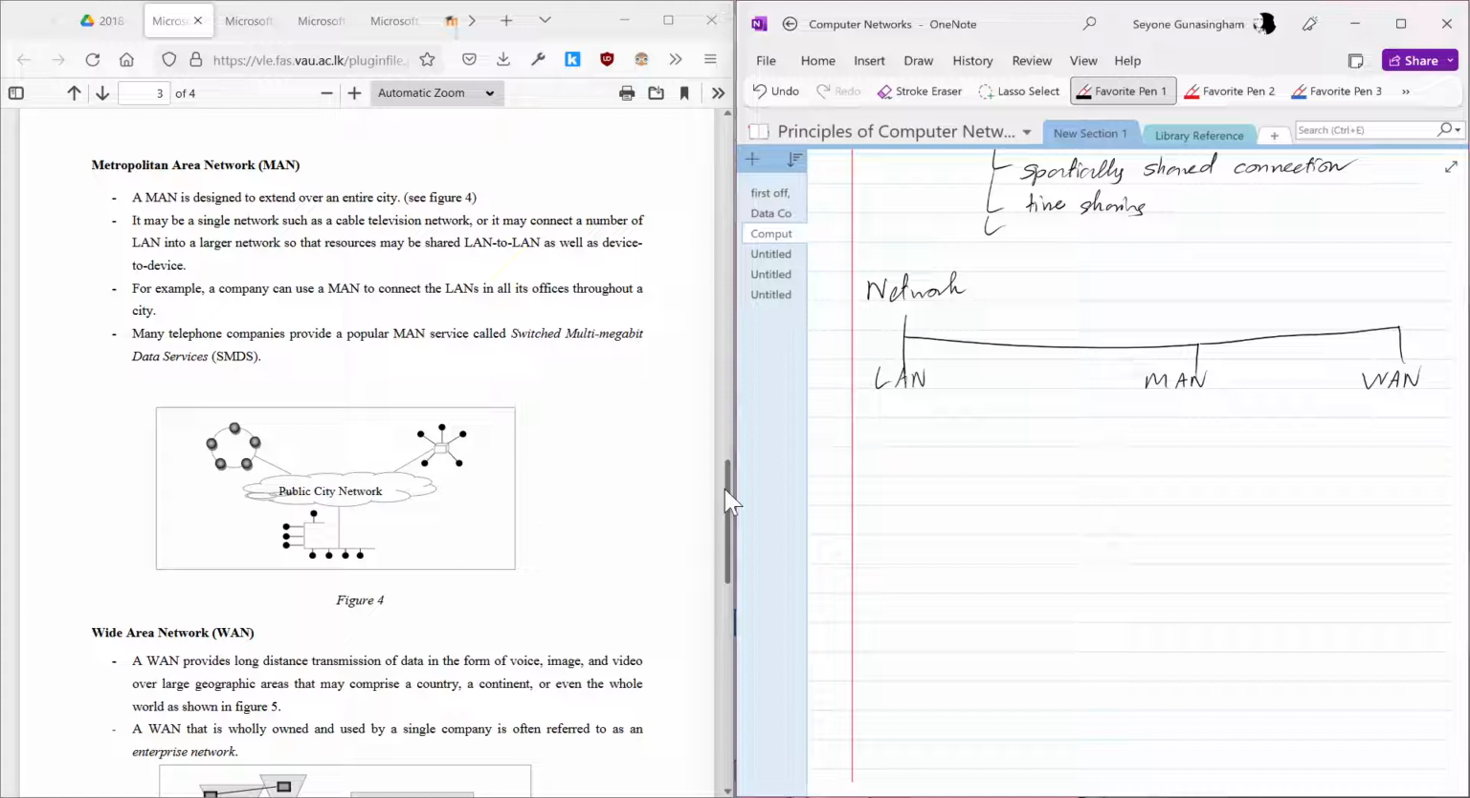So yeah, telephone networks. The slides provide an example: many telephone companies provide MAN service called switched multi-megabit data services. I have no idea what that means, and I don't want to pretend to know.